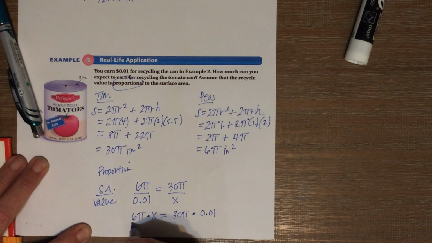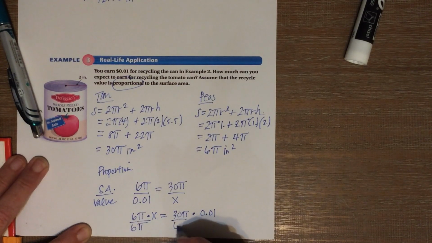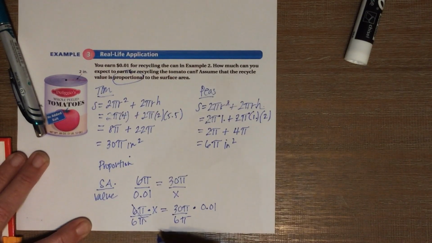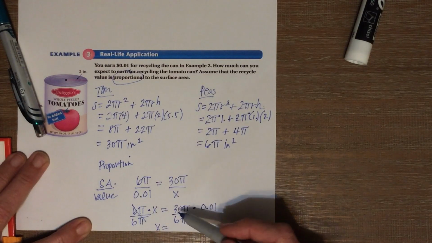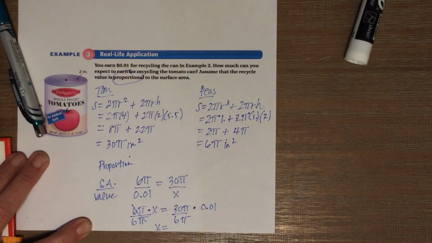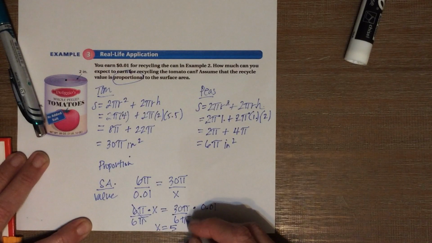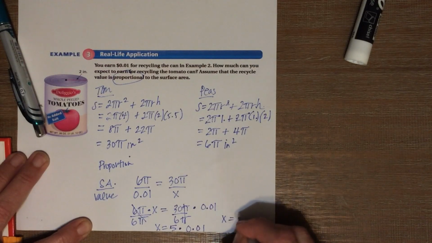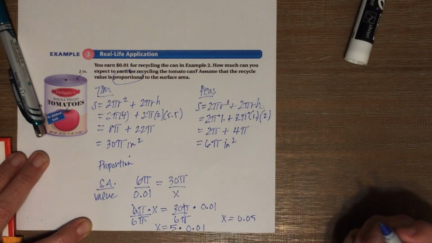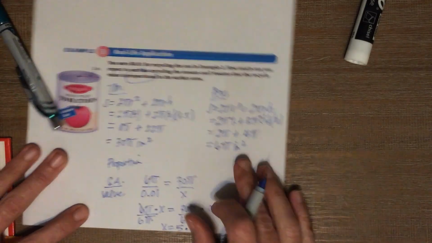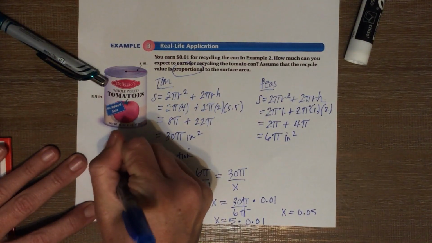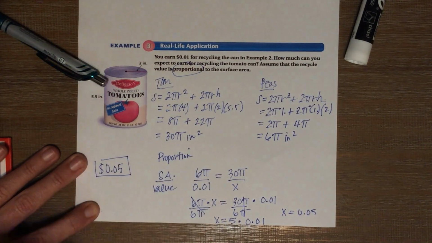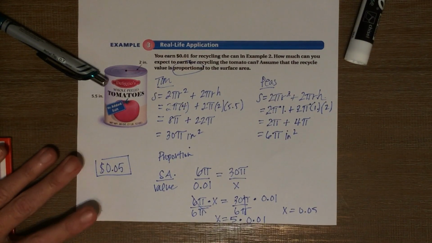Now I can divide both sides by 6 pi. Those cancel out, leaving me, sorry, I'm running out of room. X is equal to 30 pi divided by 6 pi, which turns into 5 because pi over pi is 1. So now I have 5 times 1 cent, so x is equal to 5 cents. So the value that we can get for our tomatoes is 5 cents. So clearly it's a bigger can.